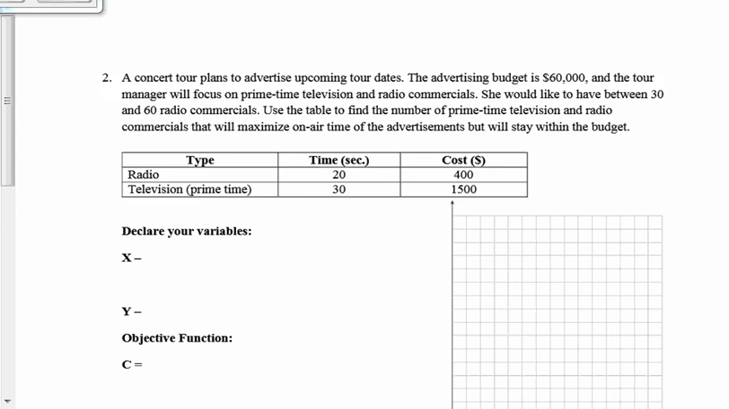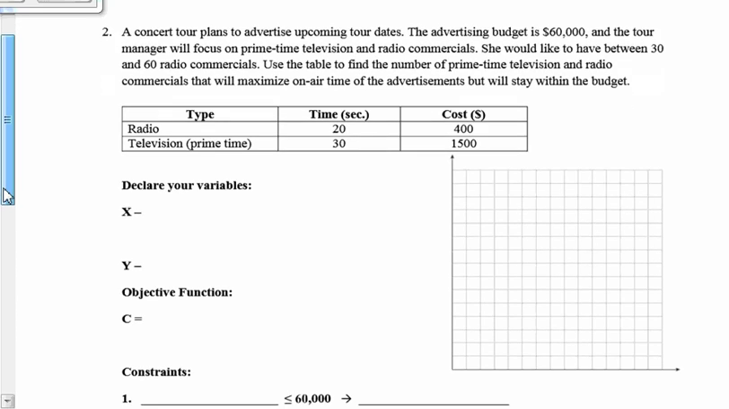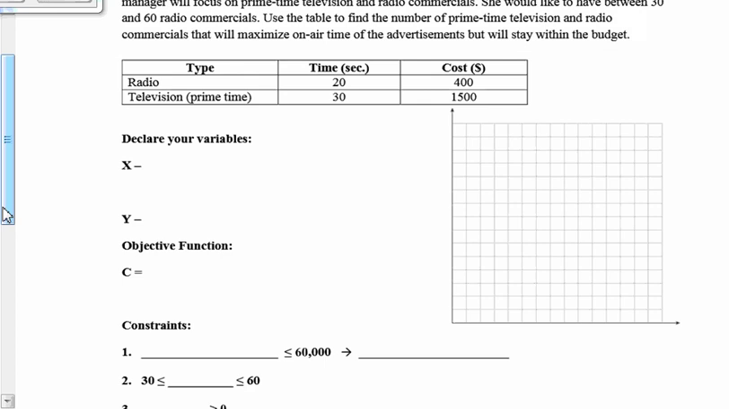All right. So they give us a little table here. They say that radio advertisements are 20 seconds long and they cost $400 each, and then they say that television advertisements are 30 seconds long and cost $1,500 each. All right, so it says they're maximizing on-air time. Before we were maximizing his income for the day, so we were maximizing the money aspect of that word problem, but this time we're maximizing on-air time.